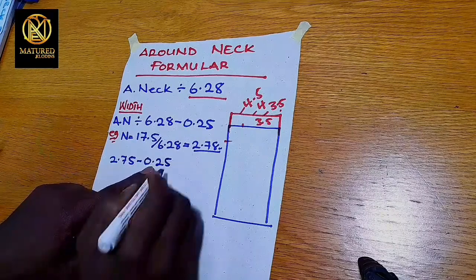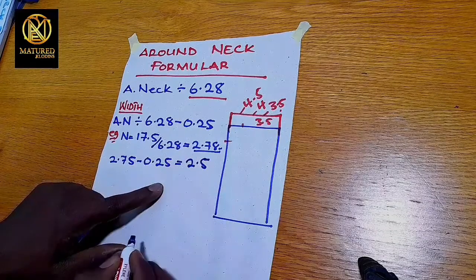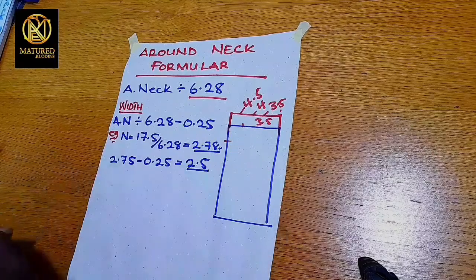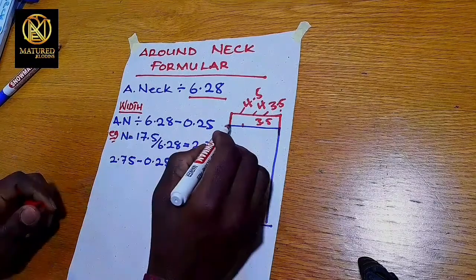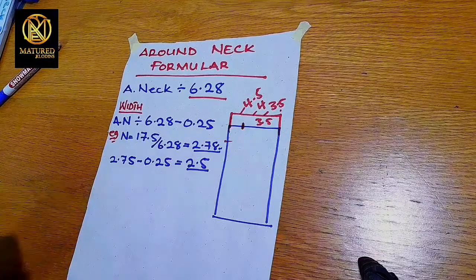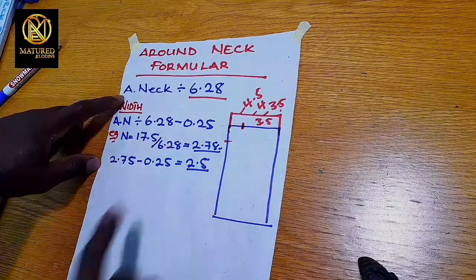So it's going to give me 2.5. So this is the 2.5 we have as our value, and that 2.5 is what we are going to mark, like you see me doing there, and it's going to be our weight. So this is the formula for the weight.